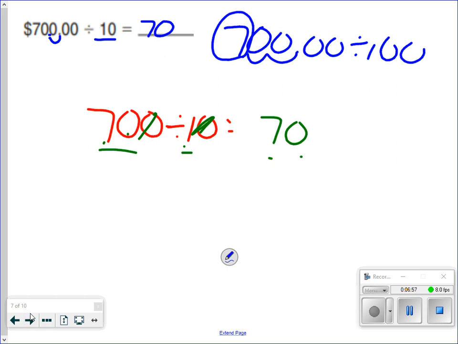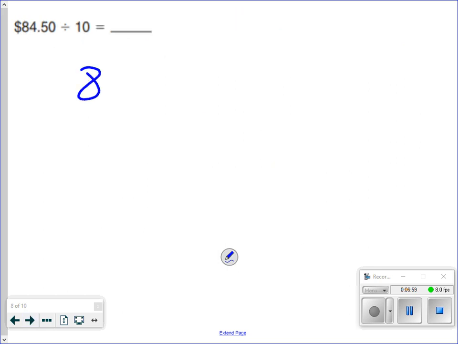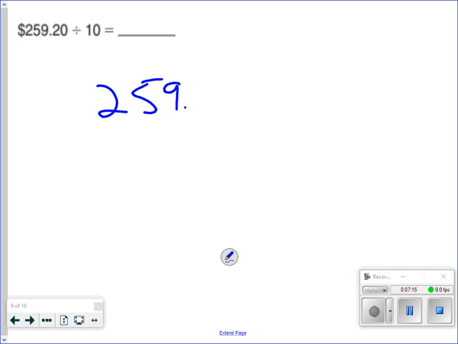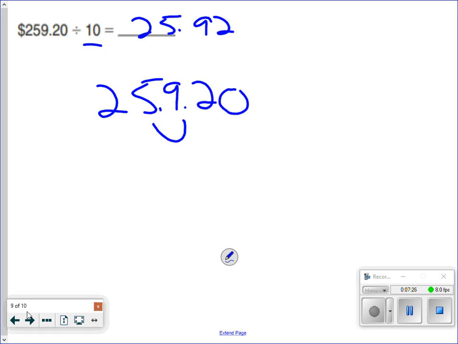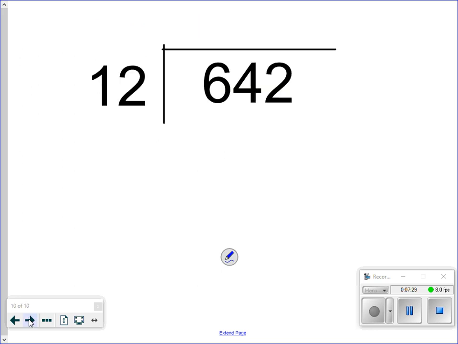Let's look at this next one here. So we have $84.50 divided by 10. Just move the decimal one spot. Boom. Answer is $8.45. Only works when you're dividing by 10, 100, or 1,000 with decimals. $259.20. If I'm dividing by 10 again, I'm just going to take this decimal and move it over to this spot right here. So my answer is $25.92.